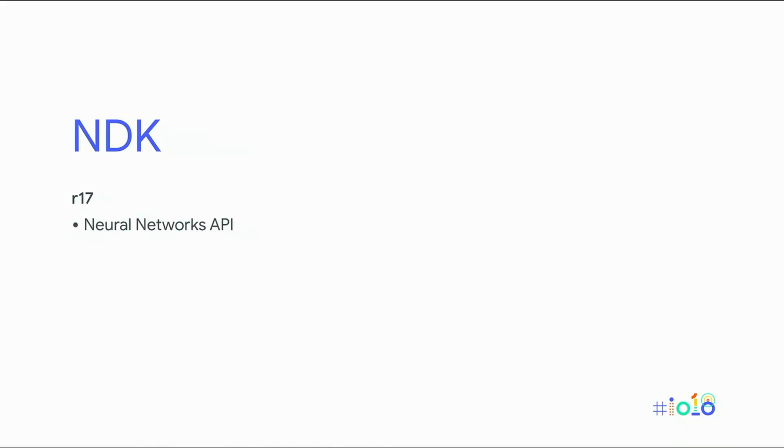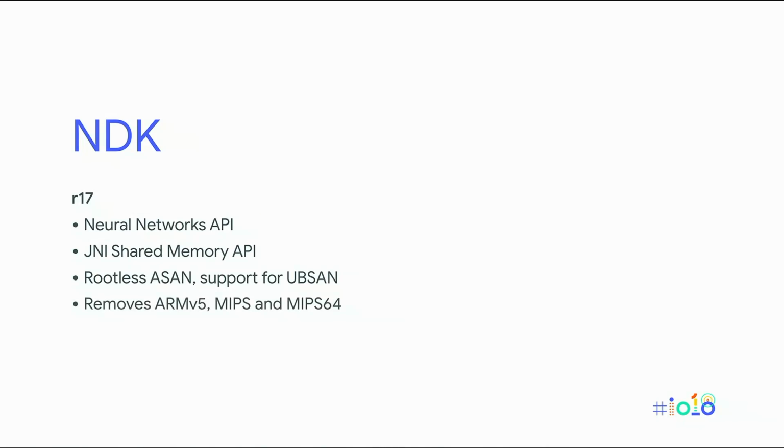NDK, the release 17 of the NDK brings a lot of very interesting things. So first of all, the neural network APIs that were part of API level 27. We also have a new shared memory API if you do a lot of JNI. More importantly, we have finally ASan, the address sanitizer, to make sure your code doesn't scribble all over the memory. Now you don't need a rooted device anymore to use it. And we also have an undefined behavior sanitizer.